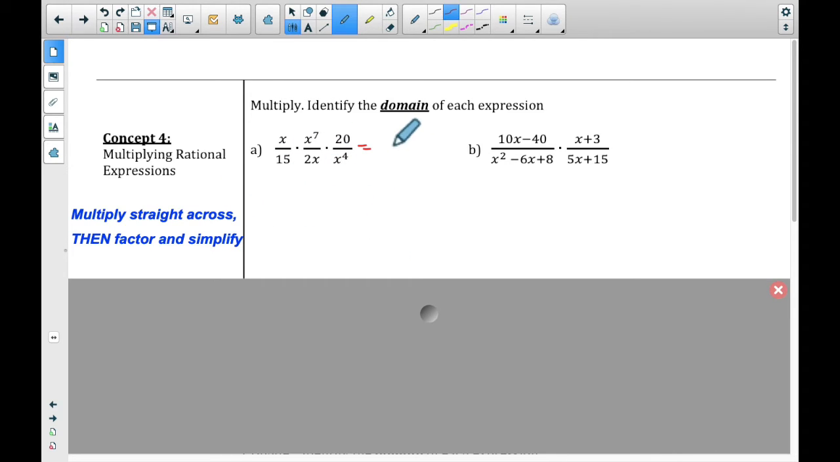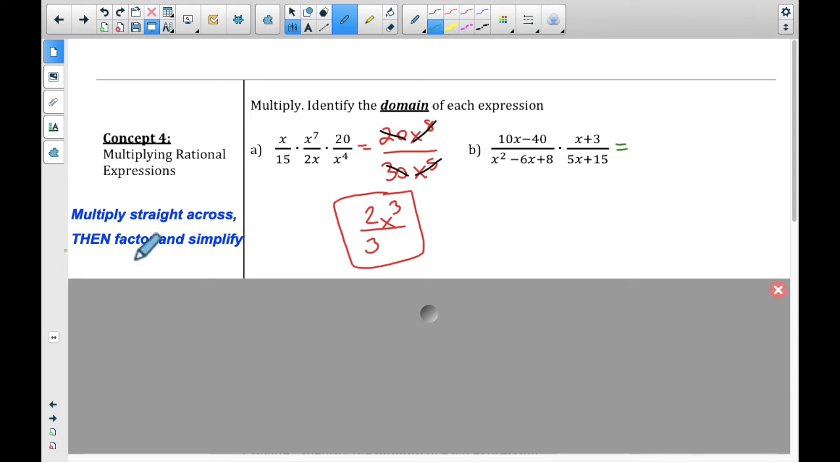I'm going to multiply straight across. That's going to give me 20x to the 8th over 30x to the 5th. Now I can just simplify that. I know I can factor out a 10. If I factor out a 10, I'm left with just 2 over 3. And I can factor out the x to the 5th, and when I do that, I'm left with an x to the 3rd. So there is my final answer. The domain, all real numbers except 0.